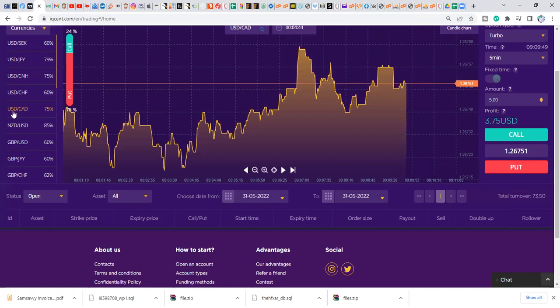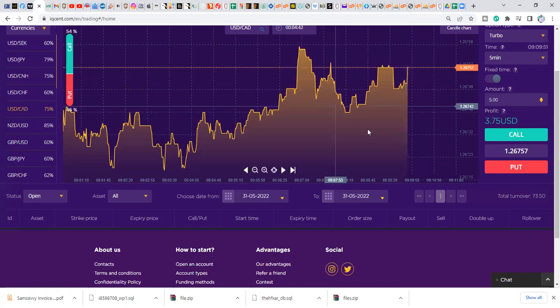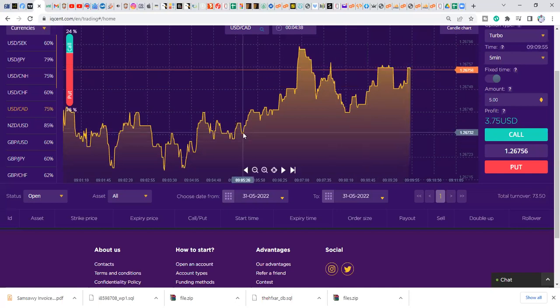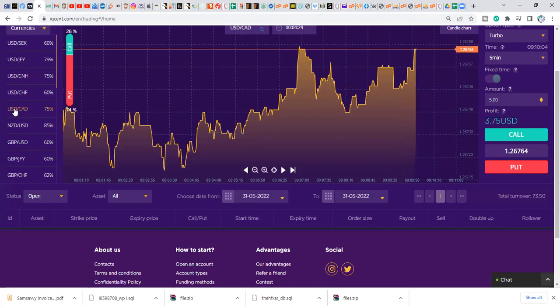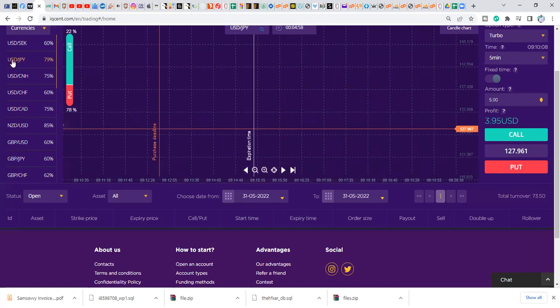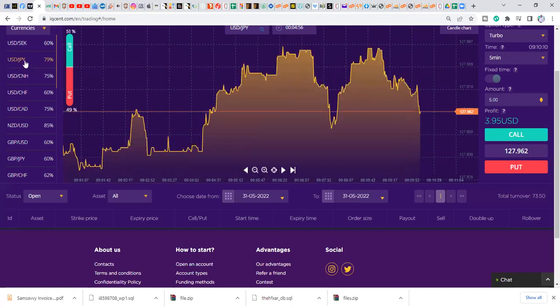Now, the way the market works is this: the first currency pulls price towards itself and it moves upward. So the first currency moves upward, the second currency moves downward. So when we have USD JPY, USD is going upward, JPY is coming downward. Every base currency moves the price to itself upward. Every quote currency moves the price to itself downward.